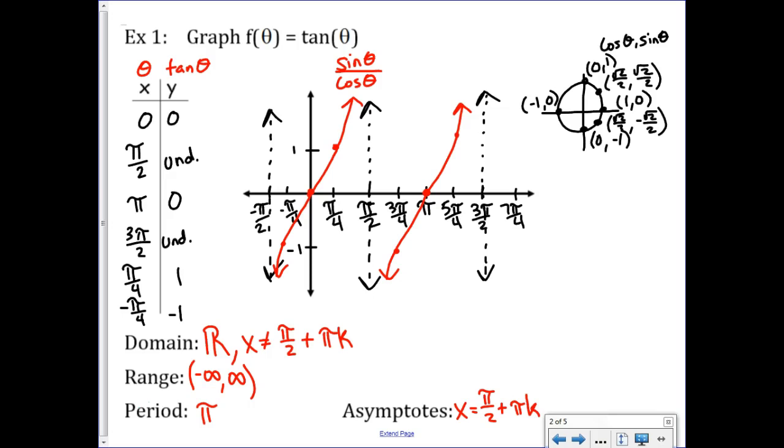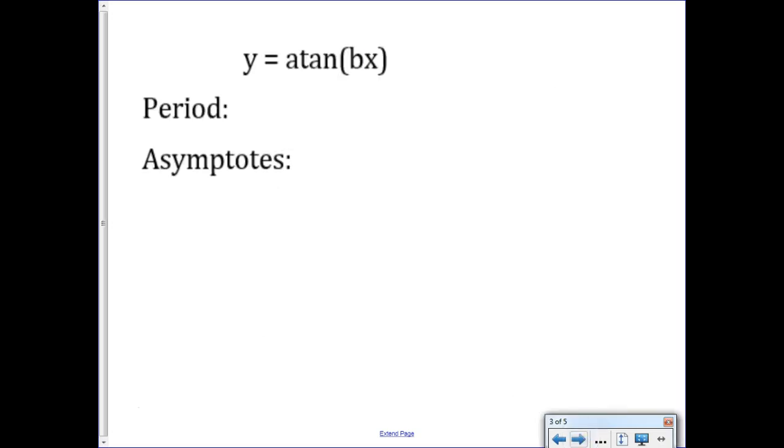All right, let's look at what happens when we change the values of the period and the asymptote. So the period just happens to be pi over b. So just like with sine and cosine, it was 2 pi over that b value. Since our period here for tangent is pi, it's pi over b.